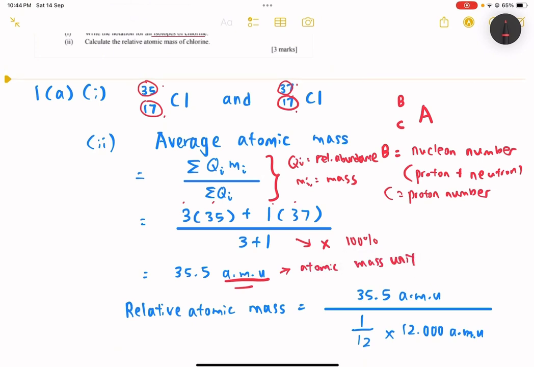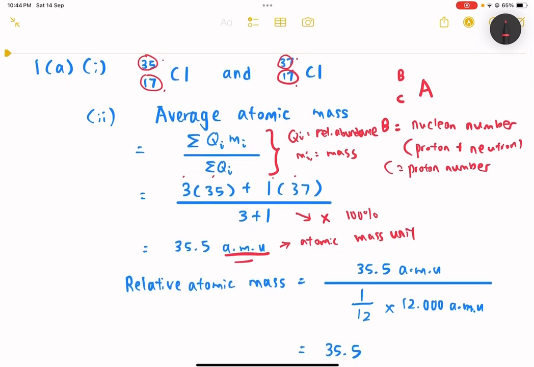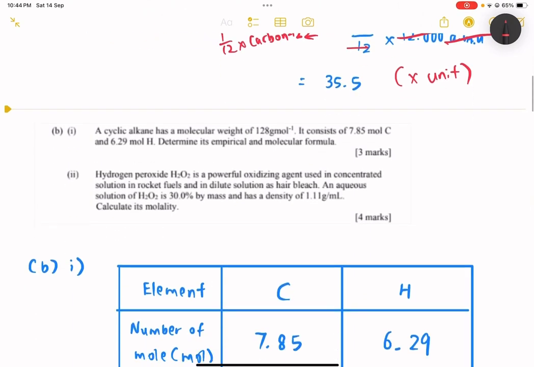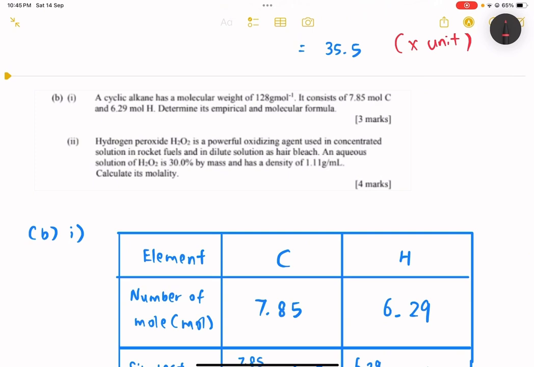Next, we have to convert it into relative atomic mass. We can simply divide it by 1/12 times 12 AMU, which is 1/12 times carbon-12. It is used as the unit to find the relative atomic mass. After we divide, we find 35.5. It is without unit, please be noted that. And then let's see the second question, B1.